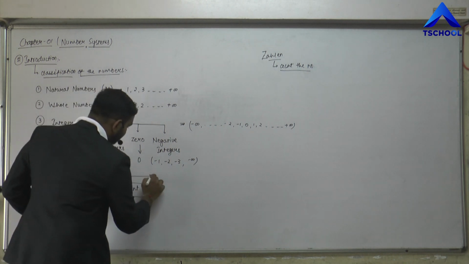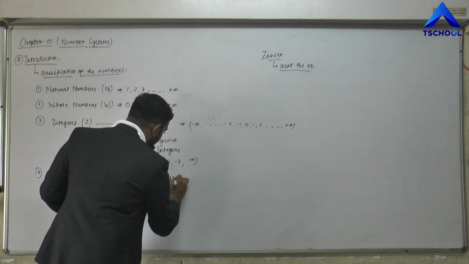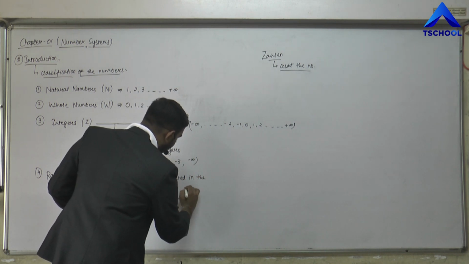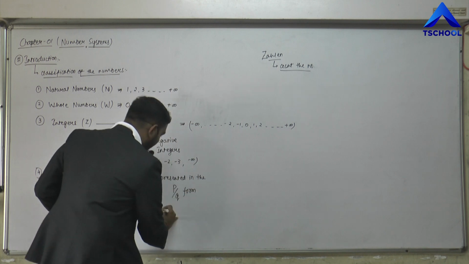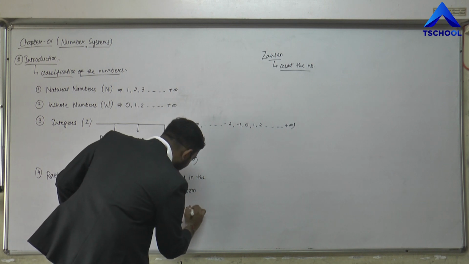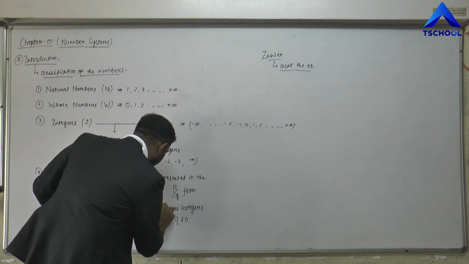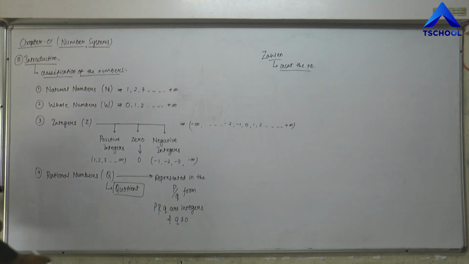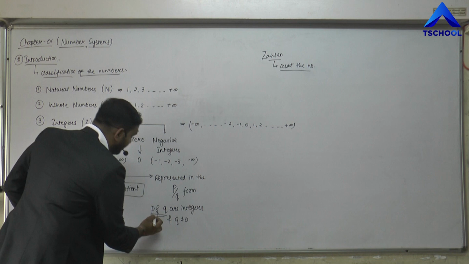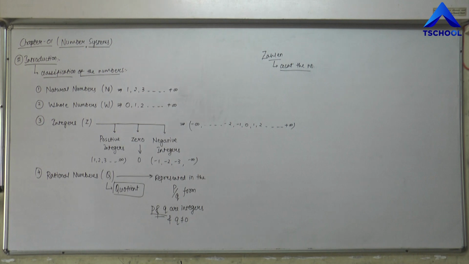So the basic definition is numbers which can be represented in the P by Q form, where P and Q are integers and Q is not equal to 0, right? That means P and Q both are integers here. And again the denominator, that means Q, is not equal to 0.